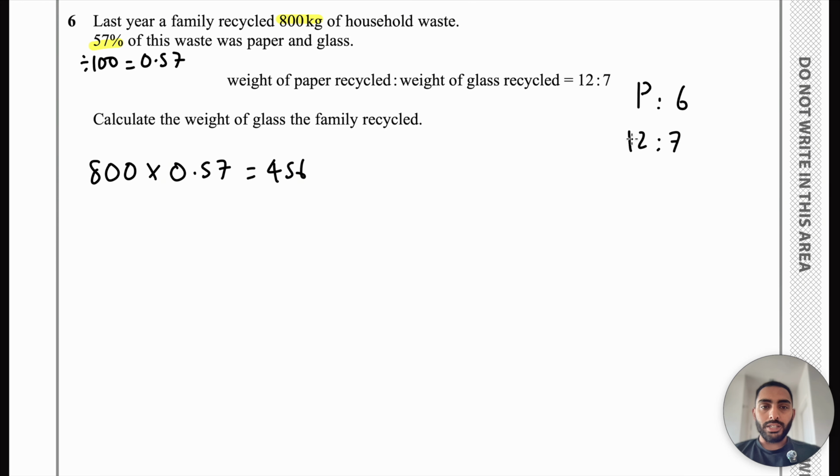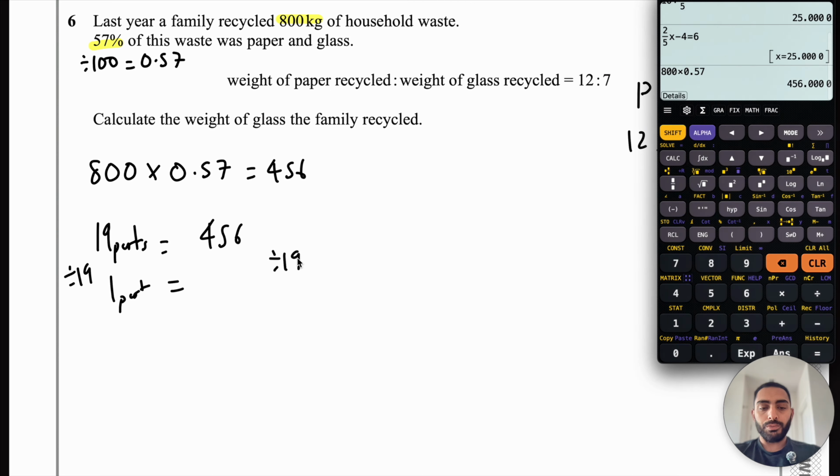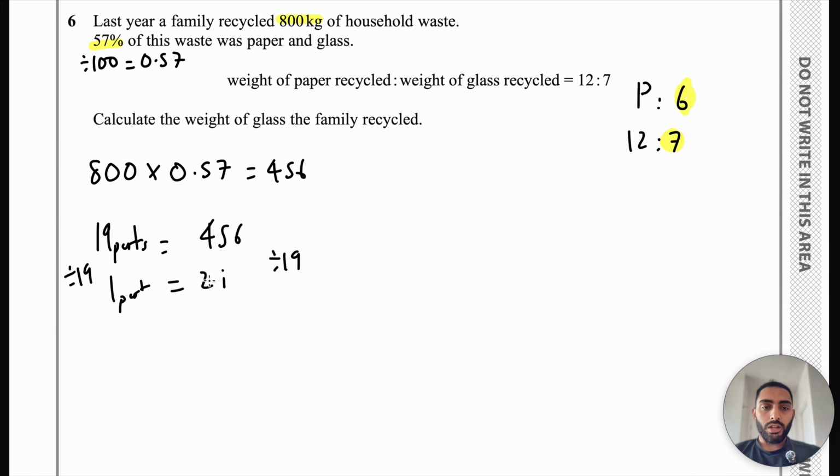It's being recycled in this ratio 12 to 7, and we're trying to find out the weight of this glass, so 7 parts. So we're splitting up 456 into 12 and 7 parts, which is 19 parts, is equal to 456. What would 1 part be worth? We need to divide by 19 on the left-hand side, and we're going to divide by 19 on the right-hand side. So 456 divided by 19, which is 24.